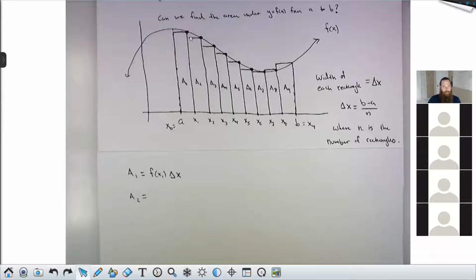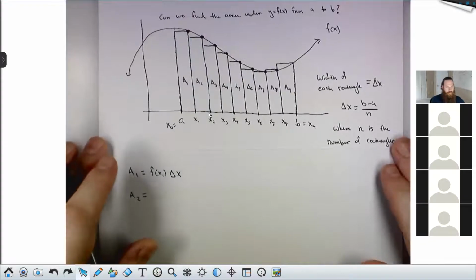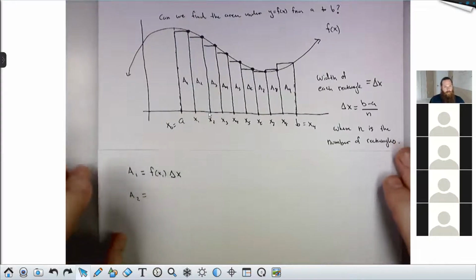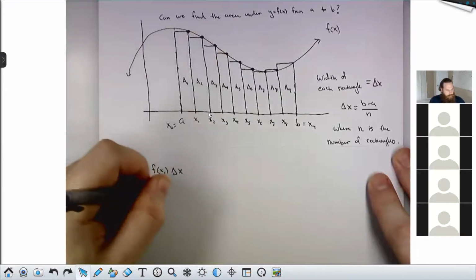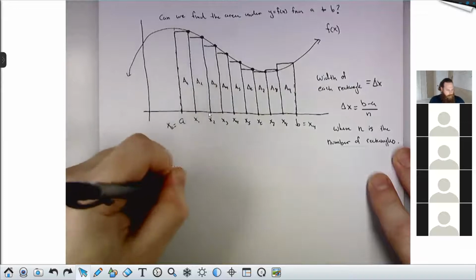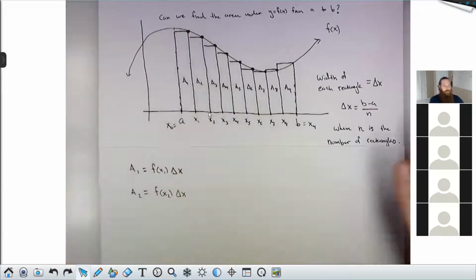The height of this guy. What is this guy's height? Good, f of x2. So his area is his height times his width. Oh, well, his width is the same. It's also delta x.